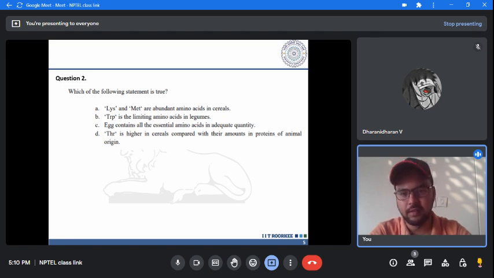You can at least guess which will be the correct answer. If you know a little bit, then also you can predict which will be the correct answer for this question. So no need to hesitate, you can answer in the comment box. You can just type in the comment box. Then we will see if the answer is correct or not.